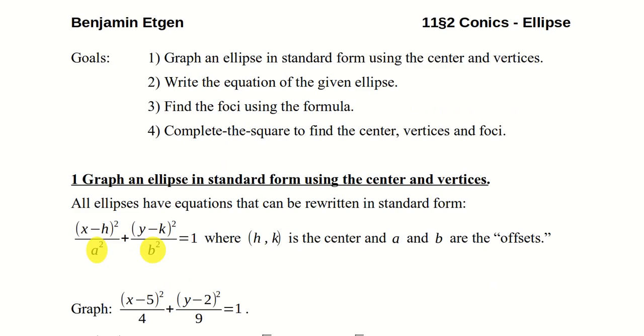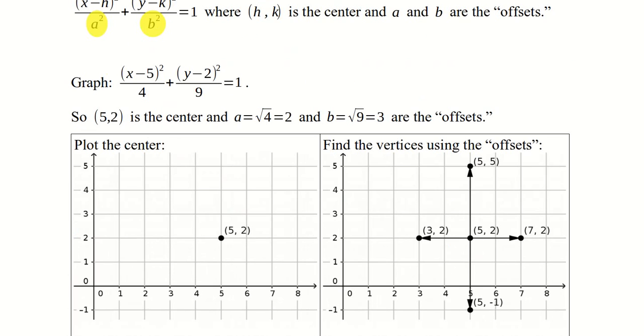So let's take a look at an example. This is in standard form, x minus 5 quantity squared. So we know that 5 is h, that is the x-coordinate of the center. We look at the other numerator, y minus 2 quantity squared. We know that the k value, that is the y-coordinate of the center, is 2. So we've got the center, 5, 2, and we then look at what else we've got.